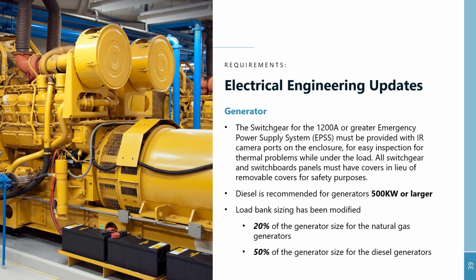Also, in 2014 P100, the load bank has been clarified as a size, and it's indicated that regardless of the type of fuel, natural gas or diesel, you are required to have an automatic load bank controller that is sized for 20% of the label size for natural gas or 50% of the label size for diesel generators.